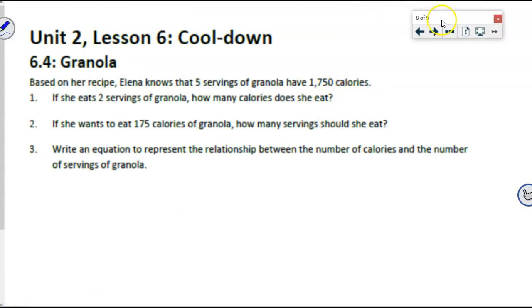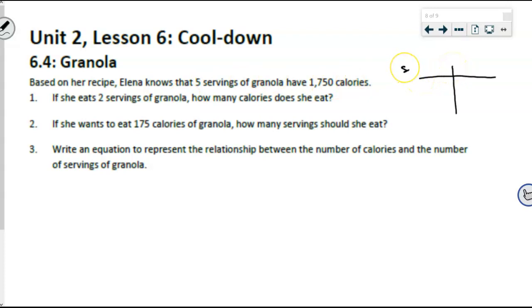All right, and now for the cool down. Based on her recipe, Elena knows that 5 servings of granola have 1,750 calories. The first thing I'm going to do before anything else, I'm going to skip ahead to number 3 and I'm going to write the equation. So what I see here is I see some information, I see a relationship, and I'm going to turn that relationship into a table. I can see that this table is going to show the relationship between servings, which is 5, and calories, which is 1,750. So the first thing I want to do now that I have this relationship is I'm going to find that constant of proportionality.